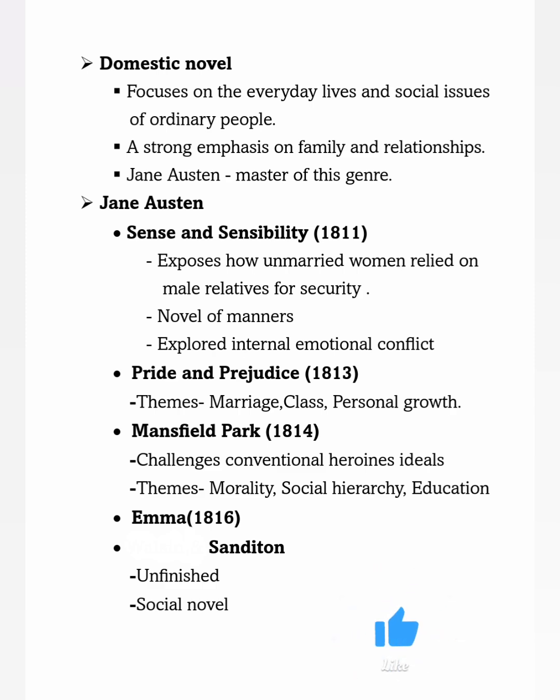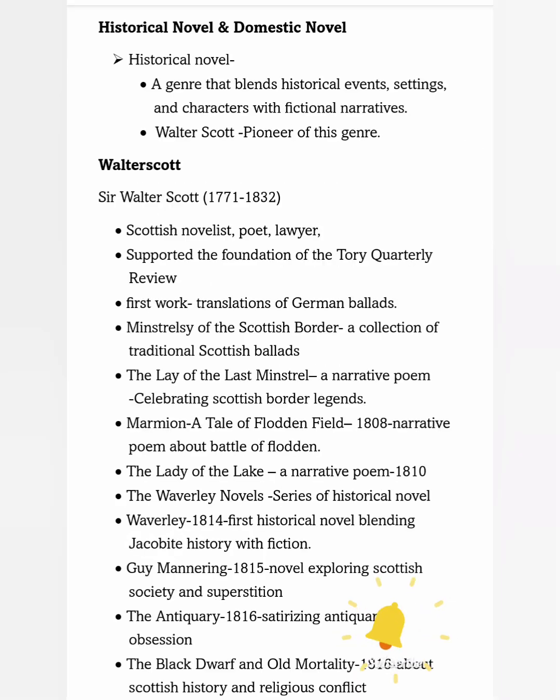Walter Scott, Scottish novelist and lawyer, pioneer of the historical novel, a type of novel that blends historical events, settings, and characters with fictional narrative. The Lady of the Lake, his most famous narrative poem, set in the Highlands, emphasizes nature and its beauty. Many critics praise its lyrical quality.